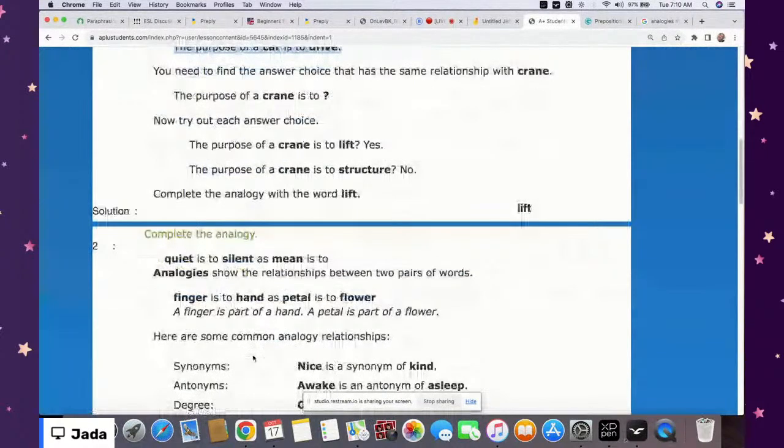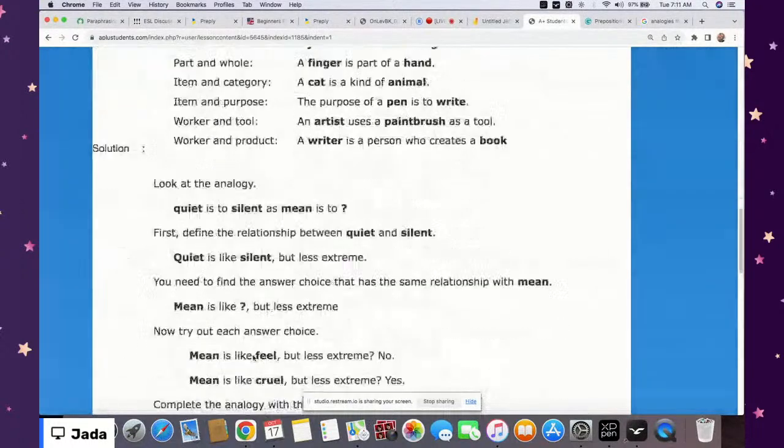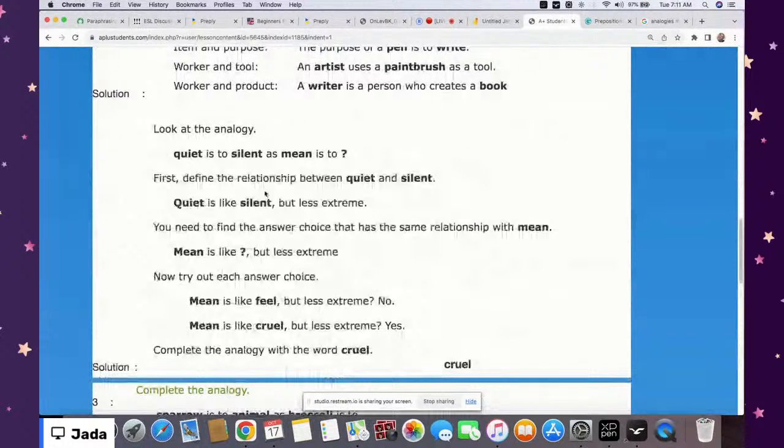Quiet is to silent as mean is to what? If the place is quiet, it's silent. Quiet is like silent but less extreme. You need to find the answer choice that has the same relationship with mean. So mean is like what but less extreme? Mean is like cruel but less extreme. So we have mean is to cruel. It's a little bit lesser than when you say the person is cruel. When you say the person is cruel, that means you have a very strong way of expressing how bad the person is. So cruel sounds more bad than mean, right?